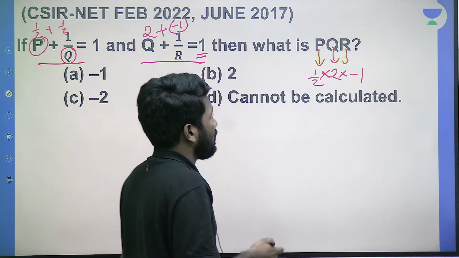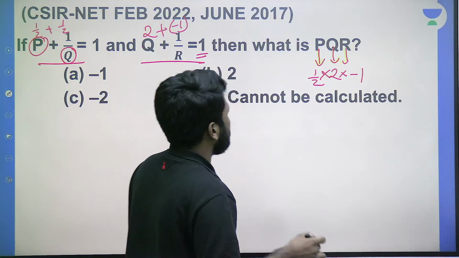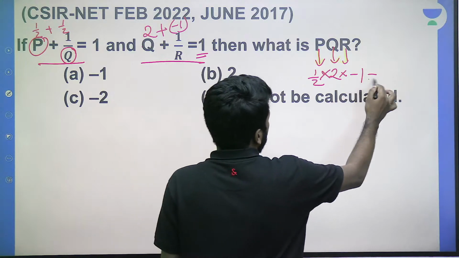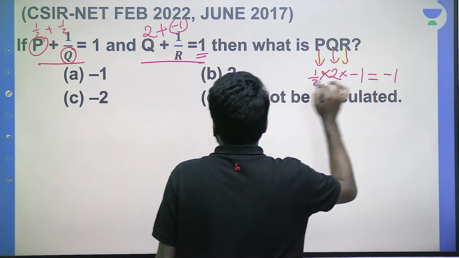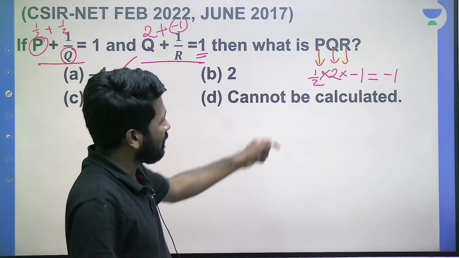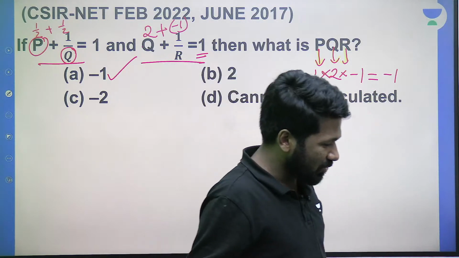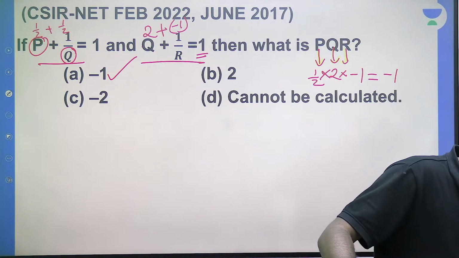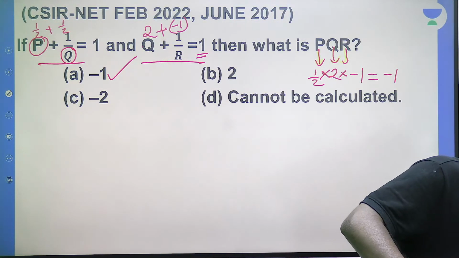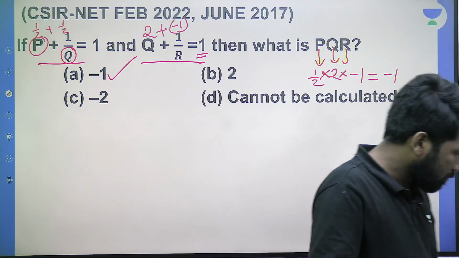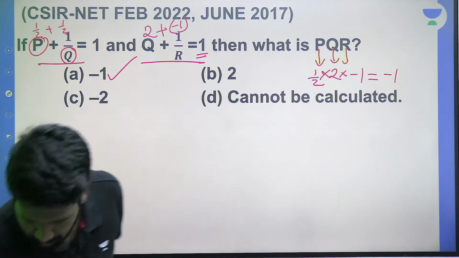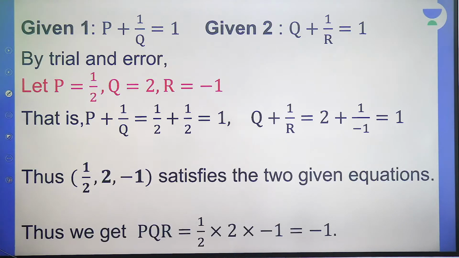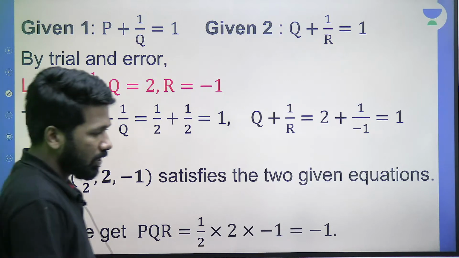So we understood, as you got a set of example values for p, q, r, then just multiply it. Half into 2 into minus 1 is minus 1. The solution is over. The only calculation you need to do on paper is this much. Shreya, refresh and check. So I hope that much is clear. This is what I just explained, the taking-example method.